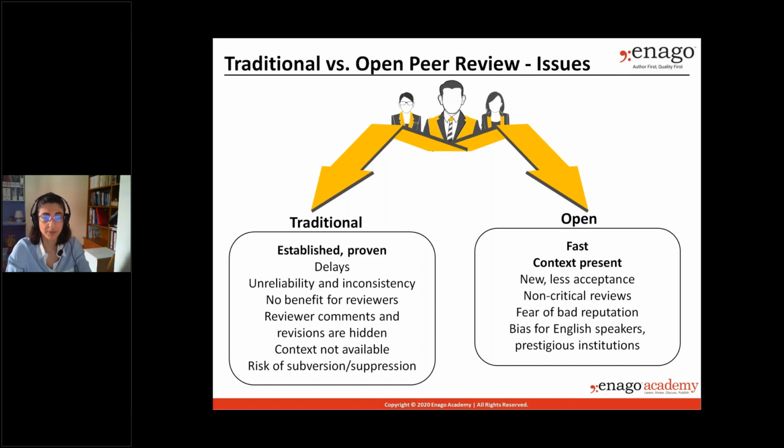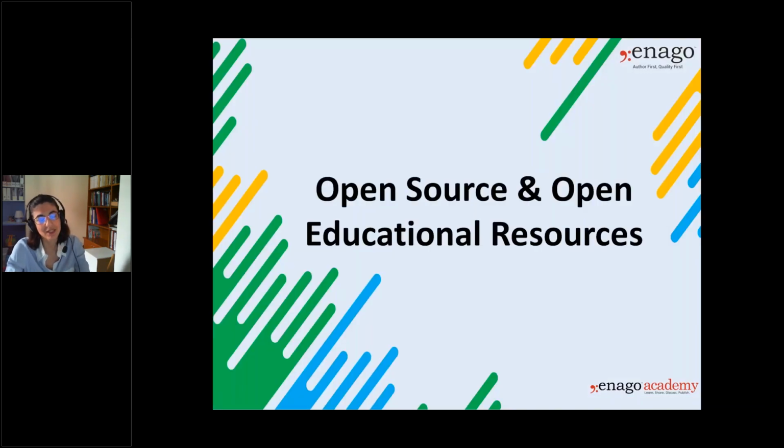When it comes to the open peer review, you have a faster process, context is present. Of course, it's a new approach, less accepted so far. It leads to not as critical reviews because there's the fear of bad reputation, of criticism of the reviewer because of the comments they make. There's a bias for English speakers because of the hesitation by non-English speakers to make their comments publicly available. And there's a bias for prestigious institutions. So again, there's pros and cons with every aspect and issues that will need to be smoothed out over time.